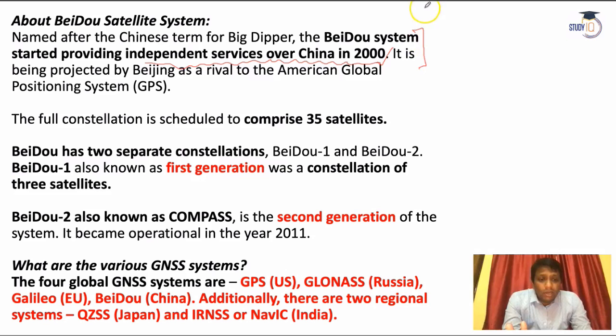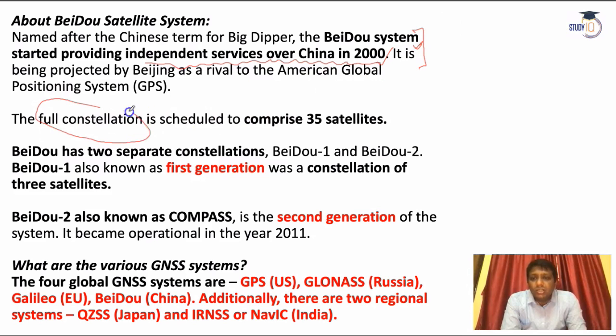See, there are two levels of GPS. The one is global and the second is regional. Global covers the whole world, regional covers only a certain localized area. So I'm telling you Beidou started as a regional system from 2000 onwards. But it's being globalized recently. For its full constellation, how many satellites are used? That is 35 satellites.